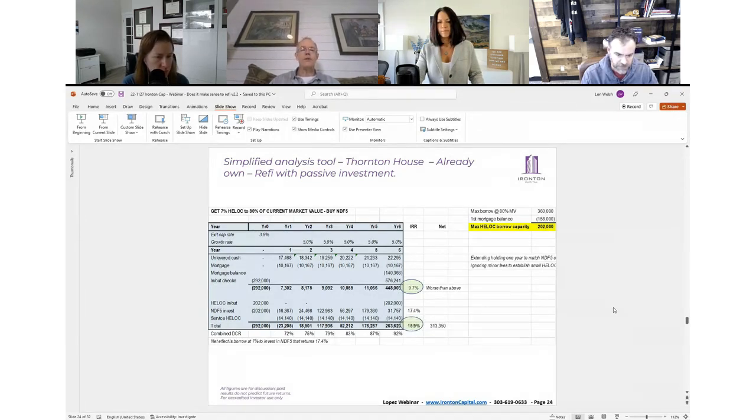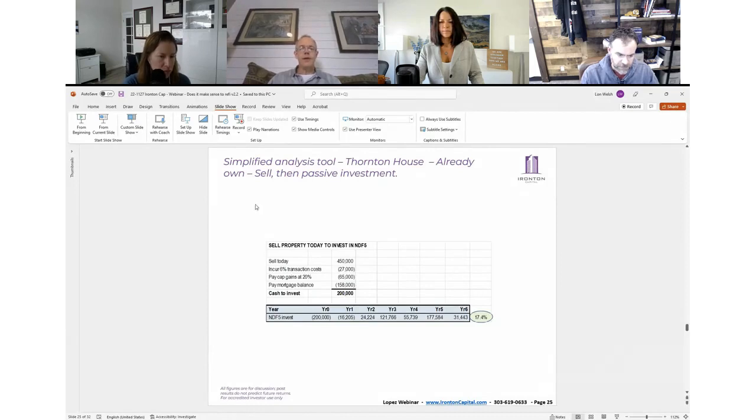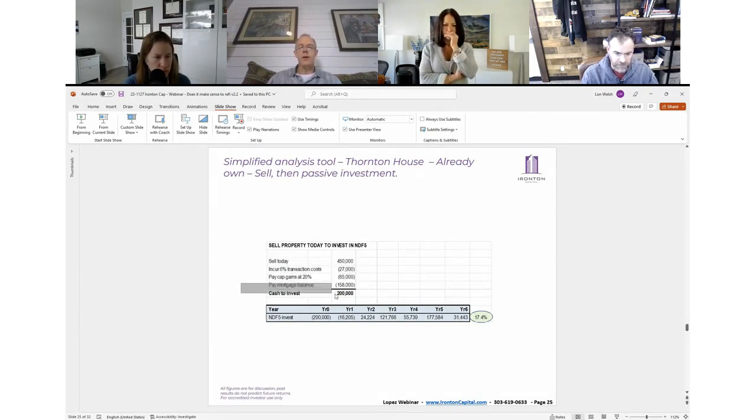Or I could sell it. I could sell it for $450,000. I'd have some transaction costs and some capital gains. I have to pay off my current mortgage, and I'd be left with right at $200,000 that I could invest. Which option is the best?